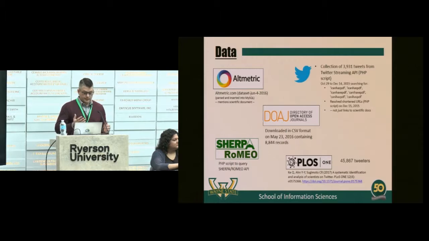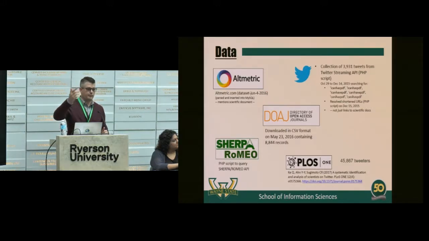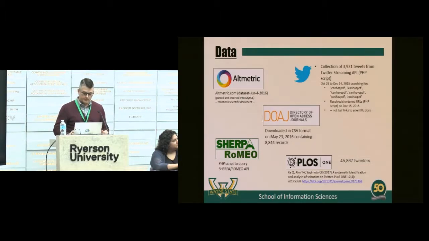I also downloaded the Directory of Open Access Journals data so I could compare the journals to see if they were open access according to DOAJ. I looked at Sherpa's data using another PHP script that I wrote. So Sherpa has an API, so I was able to send the information and get information back.